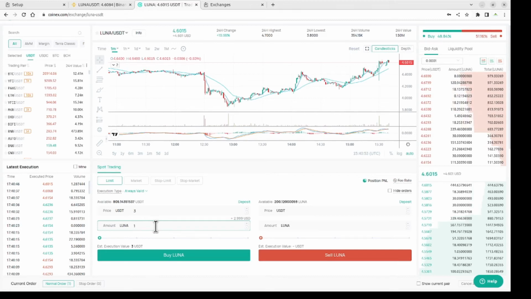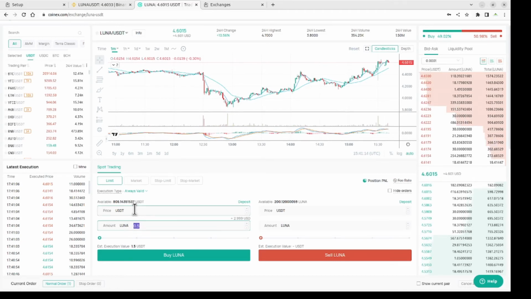Then put in the amount as small as possible. So we start with 0.001. But clearly, they are already showing us here in red that the minimum buy amount is 0.5 when the price is 3 USDT per Luna. So already we have found out the answer here, 0.5 Luna.